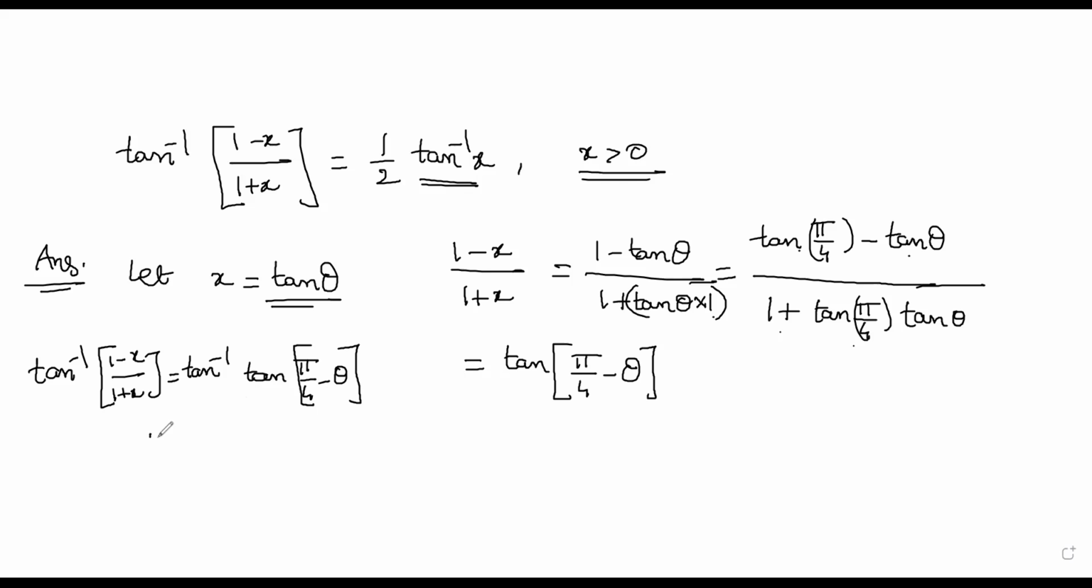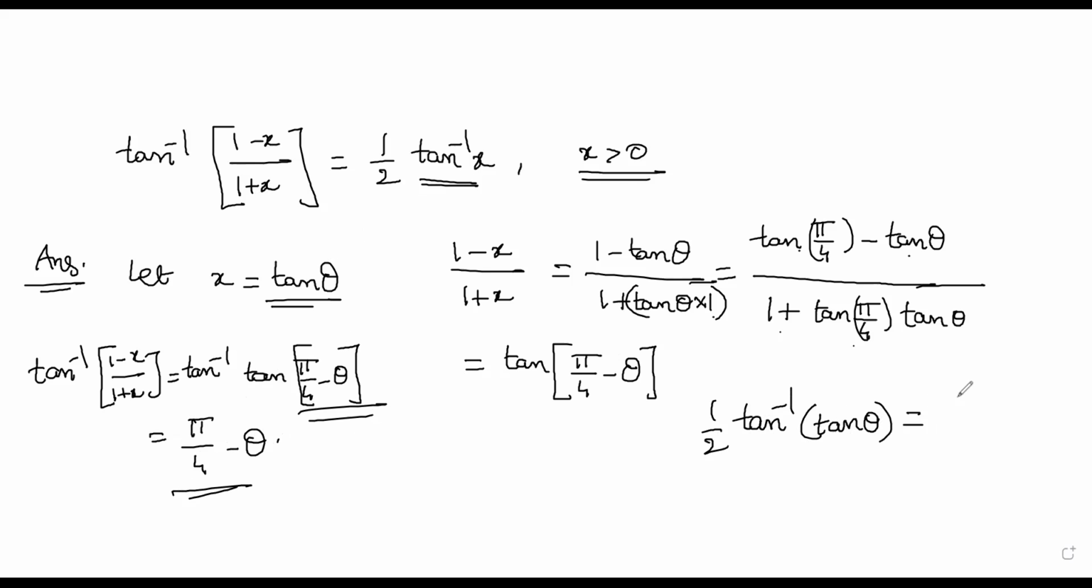So the left hand side becomes pi by 4 minus theta, because both are inverse functions, they cancel each other to give pi by 4 minus theta. Now come back to the right side. What you have is half tan inverse x. Here x is tan theta, so put it. Tan inverse of tan theta is theta. Half is multiplying, so this becomes theta by 2 on the right side.